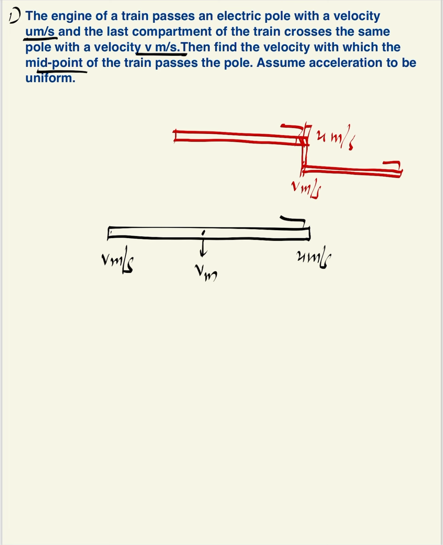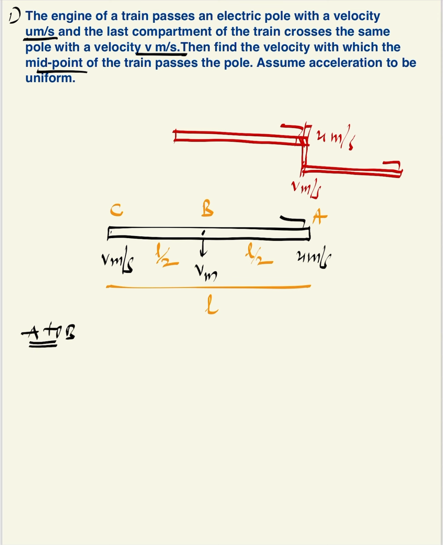So let the points be a, b and c. The length of the train you can consider L. So this part is what? L by 2. This part also L by 2. So acceleration is uniform here. First I will take a to b.